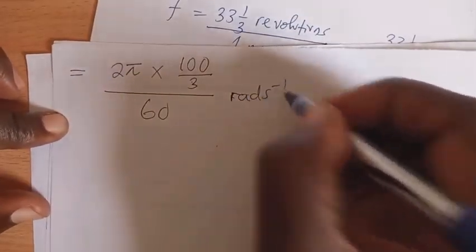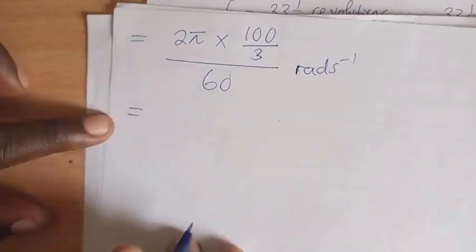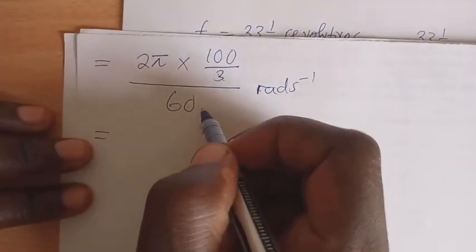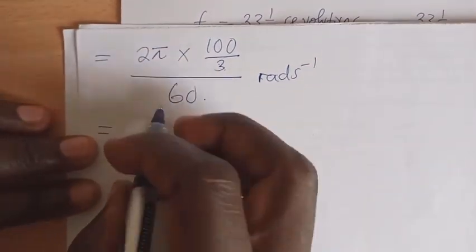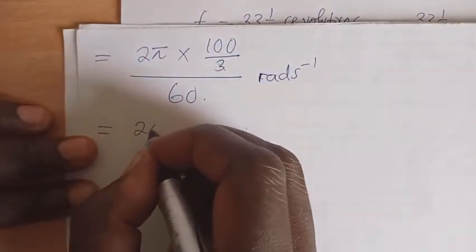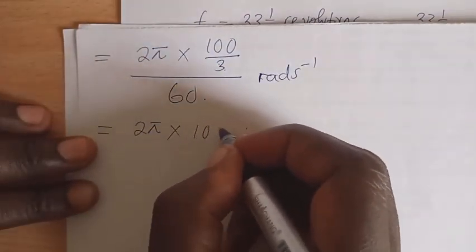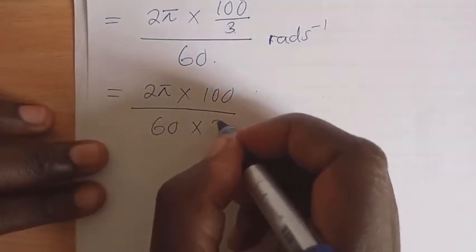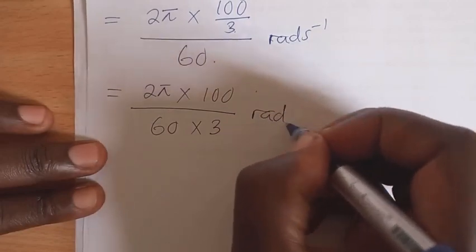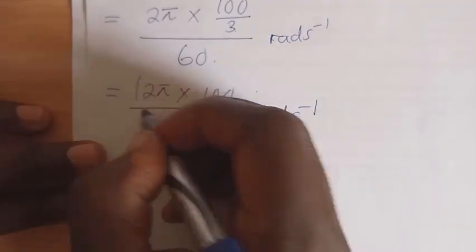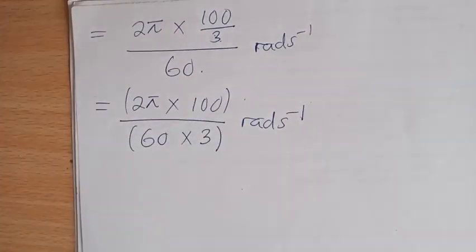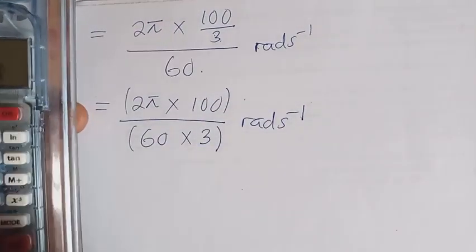and this is in radian per second, and this is equal to, okay, I will now bring this 3 to be multiplied by the 60 under. So it means in the numerator I have 2 pi multiplied by 100 divided by, then I have 60 multiplied by 3 in radian per second. So I will open bracket here, close bracket, open bracket, close bracket. Okay, then I bring my calculator.